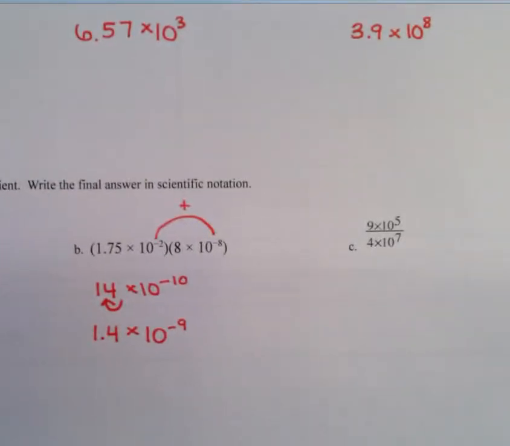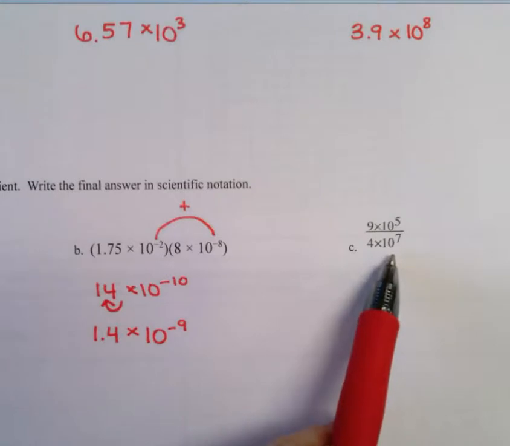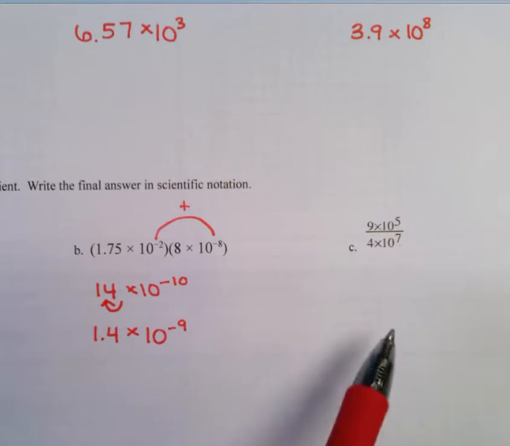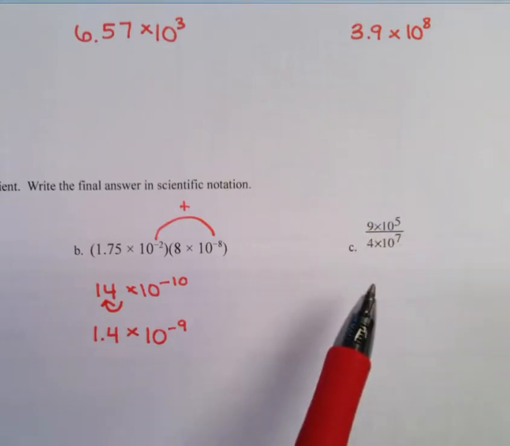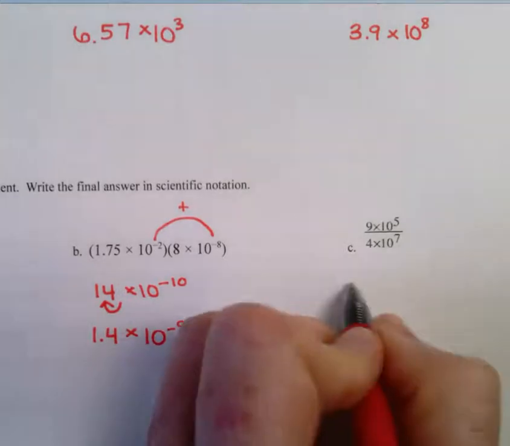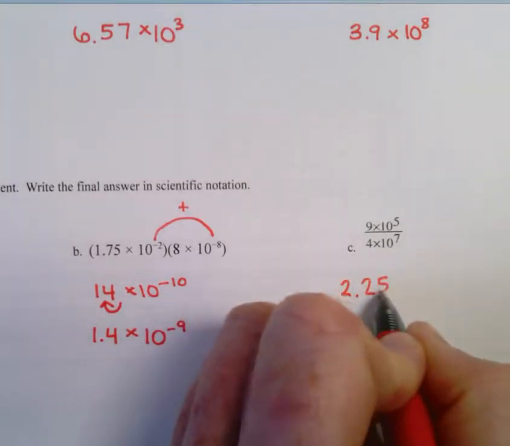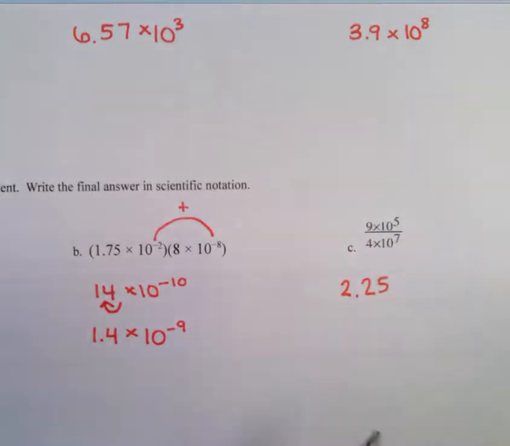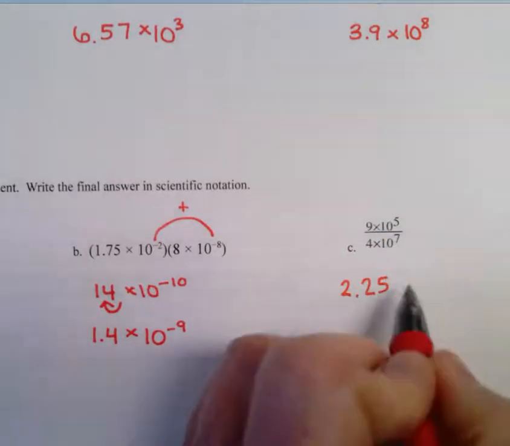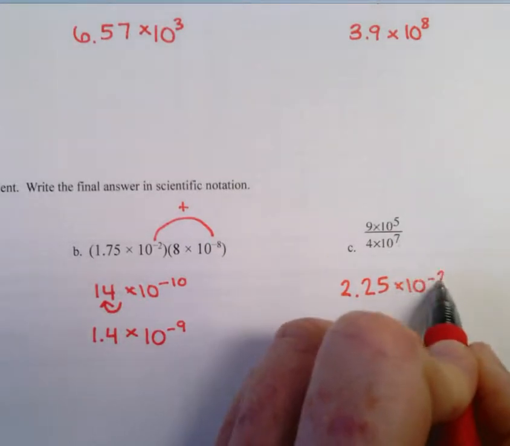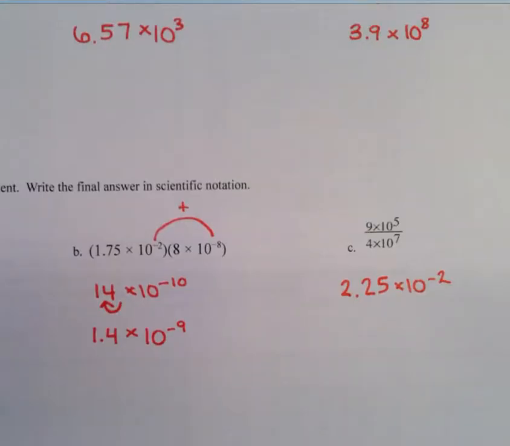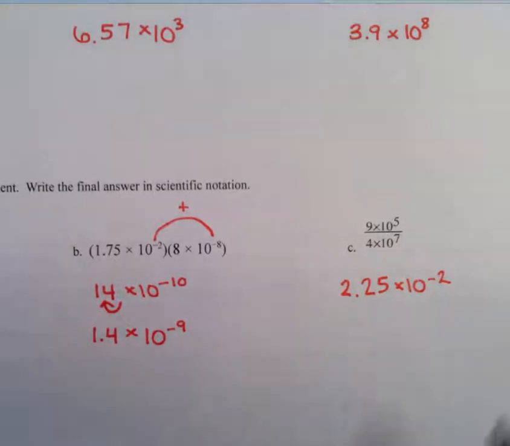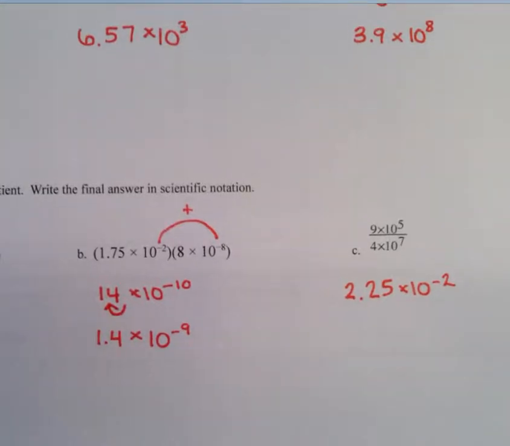All right. Now we have division. So with division, we're going to subtract exponents, and we're going to divide 9 divided by 4. 9 divided by 4 is going to give me 2.25. And now we have 5 minus 7. That's to the negative 2 power. Okay, this is the only time when we leave things with negative exponents. It's when we're working with scientific notation. So that is done.